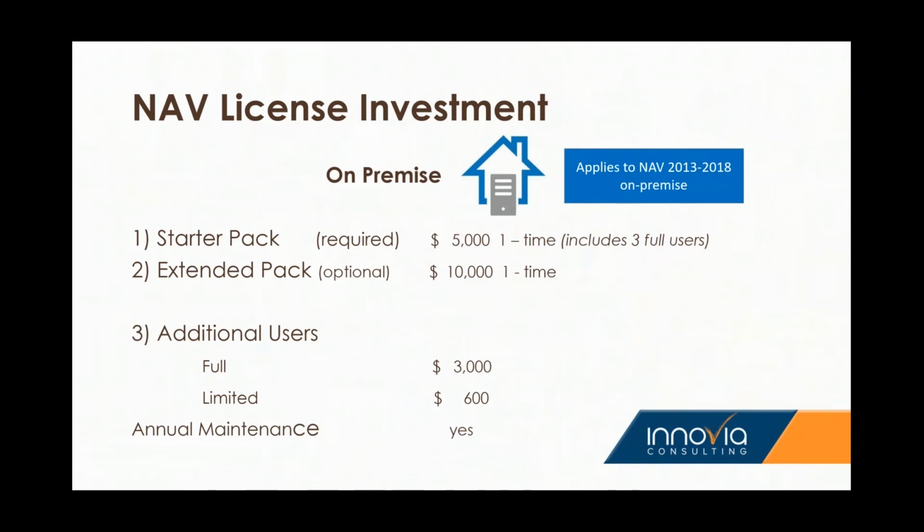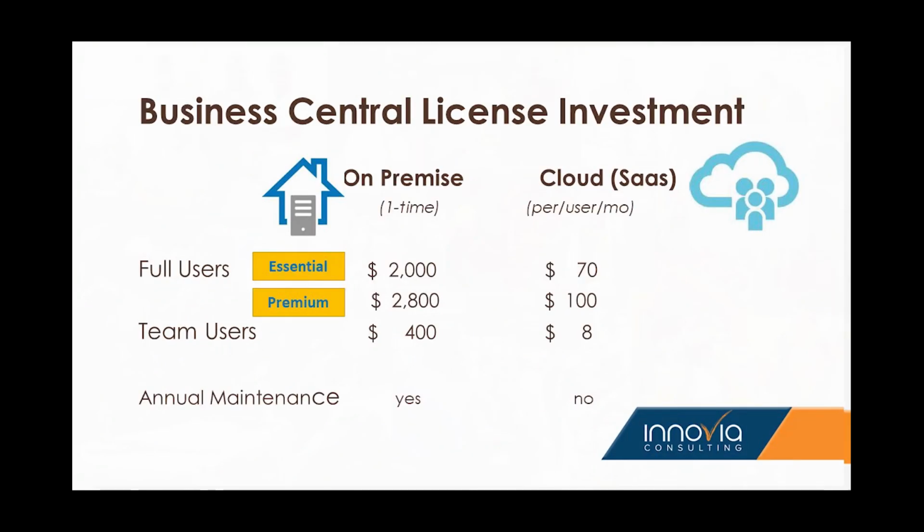Now we're going to take a look at the Business Central licensing investment. So we have 2 flavors for Business Central licensing. Once again, you have the on-prem, and then we have the cloud. The on-prem allows you to make a one-time purchase, and you would own a perpetual license. So you could put it on your own server, you could put it in another data center, but you own that license.